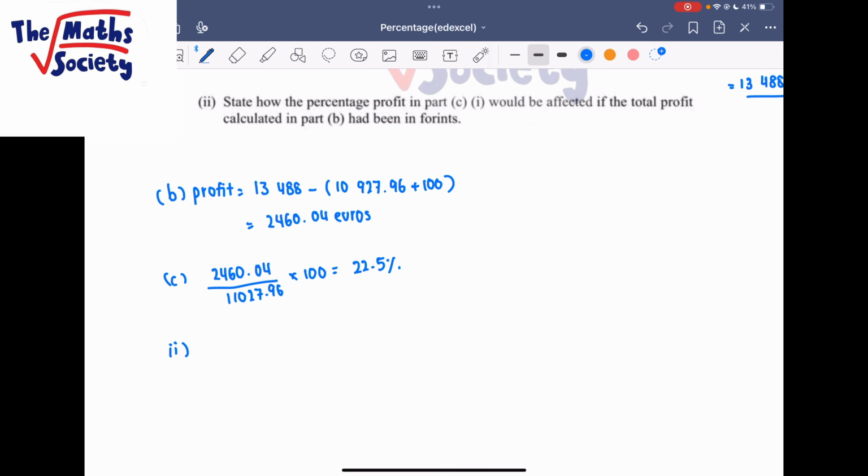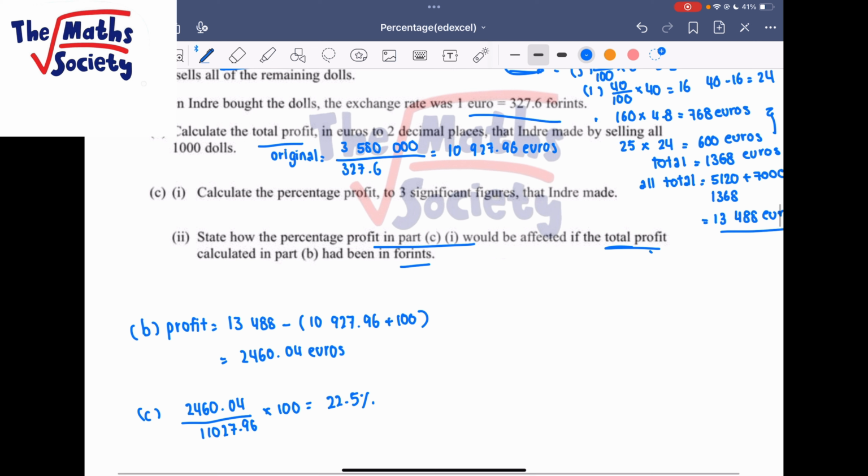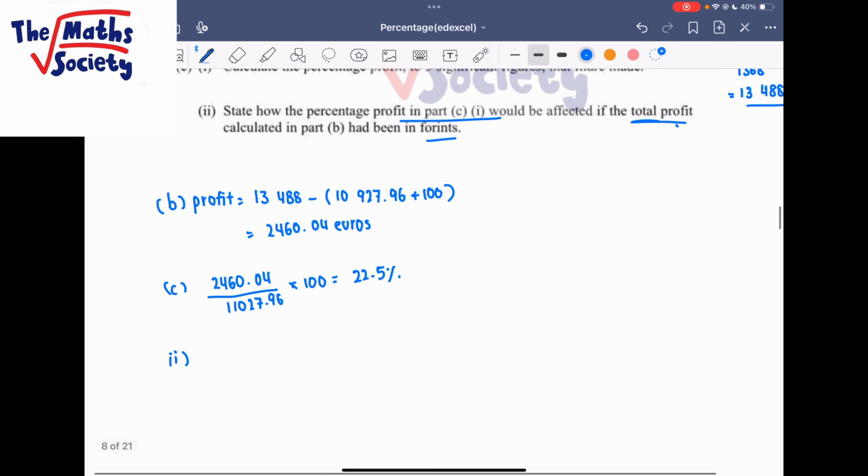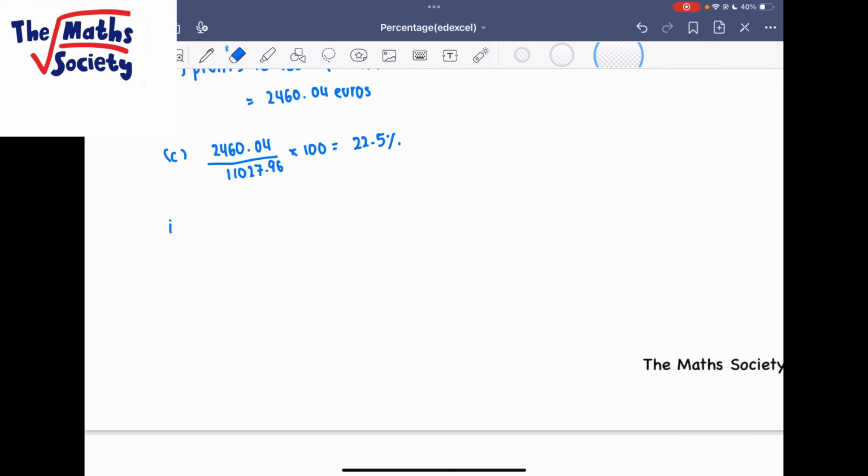And it says, state how the percentage profit in Part C will be affected if the total profit in Part B had been in forints. It's going to remain the same because it's just the exchange rate. When you calculate it back in forints, you're going to get the same amount of forints equal to the same amount of euros. So it means that the percentage profit would have still stayed the same. So you can just say that the percentage profit would remain the same.